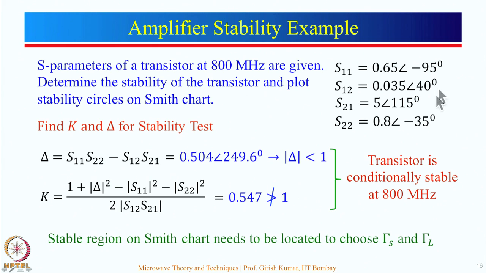So, we can substitute these values of S parameters and then do complex calculation. This is the value which is obtained for delta. We can see that the magnitude of delta is less than 1. Now, let us find out the value of K. In the expression of K, there are no complex numbers, all are magnitudes. So, the calculation is relatively simple. So, we substitute these values and find out that K is equal to 0.547. That means it is not greater than 1. Hence, this particular transistor is not unconditionally stable.